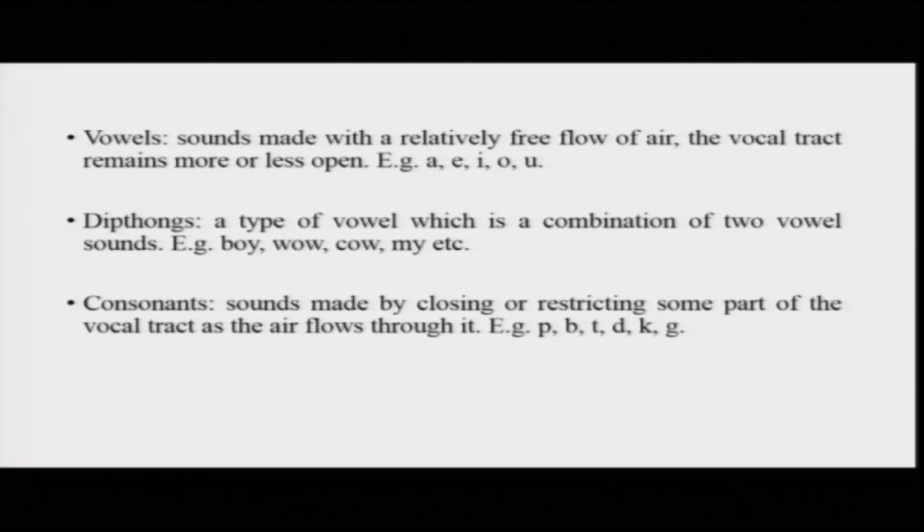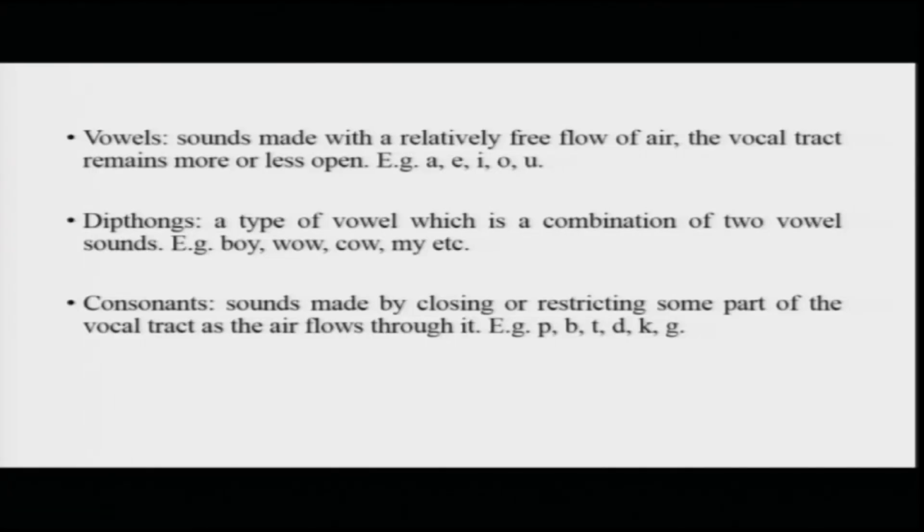Depending on how these sounds are coming across, you have this family of sounds called vowels. Vowels are sounds which are made with a relatively free flow of air. You can do it and you can check it. When you are making these sounds, the vocal tract is more or less open. Whenever you are saying a, e, i, you are keeping the vocal tract relatively open.